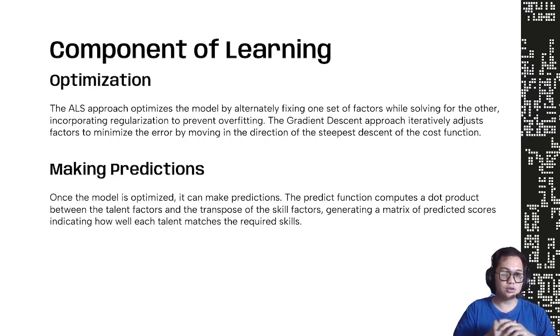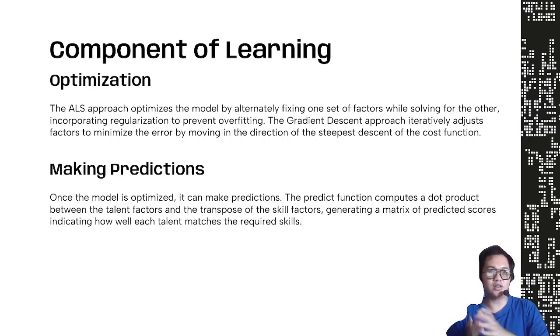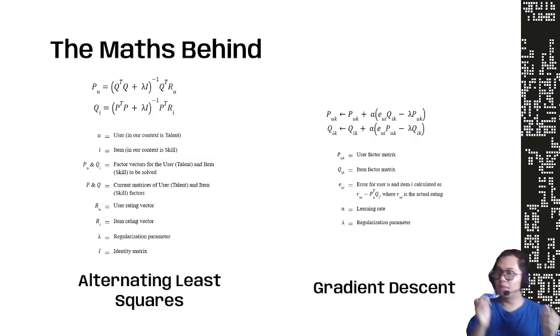The predict function computes a dot product between the talent factors and the transpose of the skill factors, generating a matrix of predicted scores, indicating how well each talent matches the required skills. Well, this is the math behind both of our algorithms.